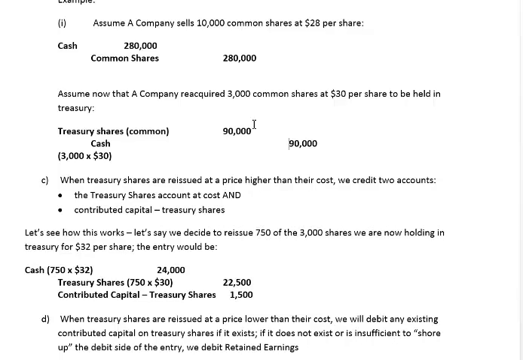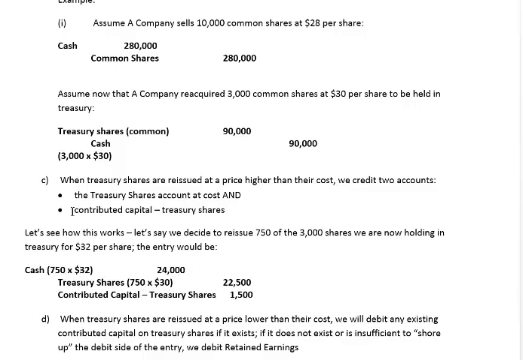Now, let's say of these 3,000 shares that we're holding in Treasury, we want to reissue some of them and give them back to shareholders. What would we do? Well, the entry is going to depend on whether or not we're reissuing the Treasury shares at a price higher than what we bought them back at or less. In this case, if we're paying more than what we paid to buy them back, then we're going to have to credit two accounts. The Treasury share account at cost, being the $30 at which we paid to buy them back in the first place. And then we're going to have to debit cash because we're getting cash from people, the investors.